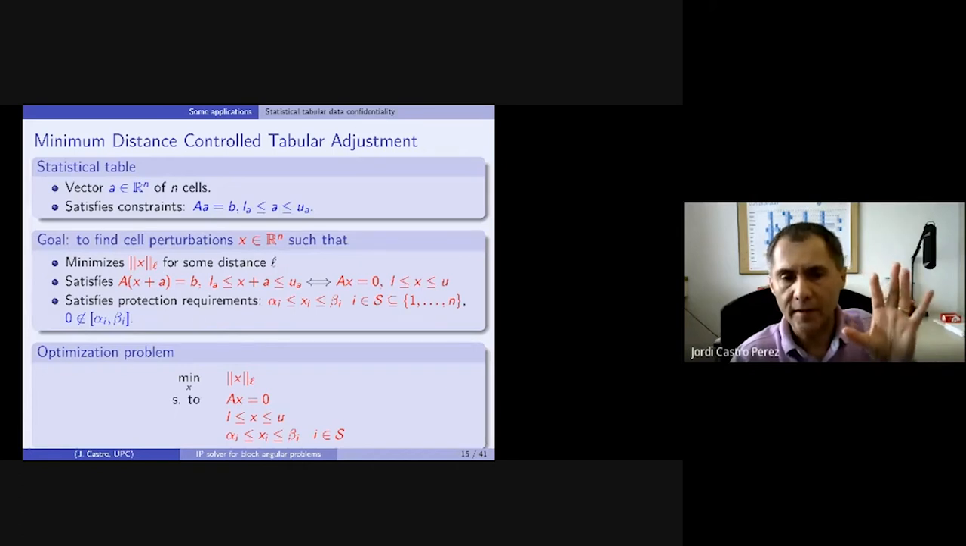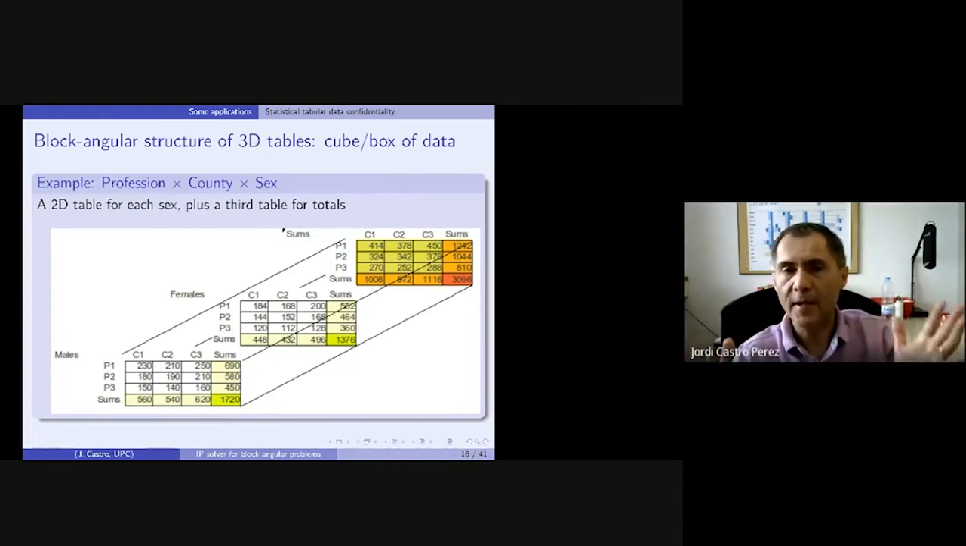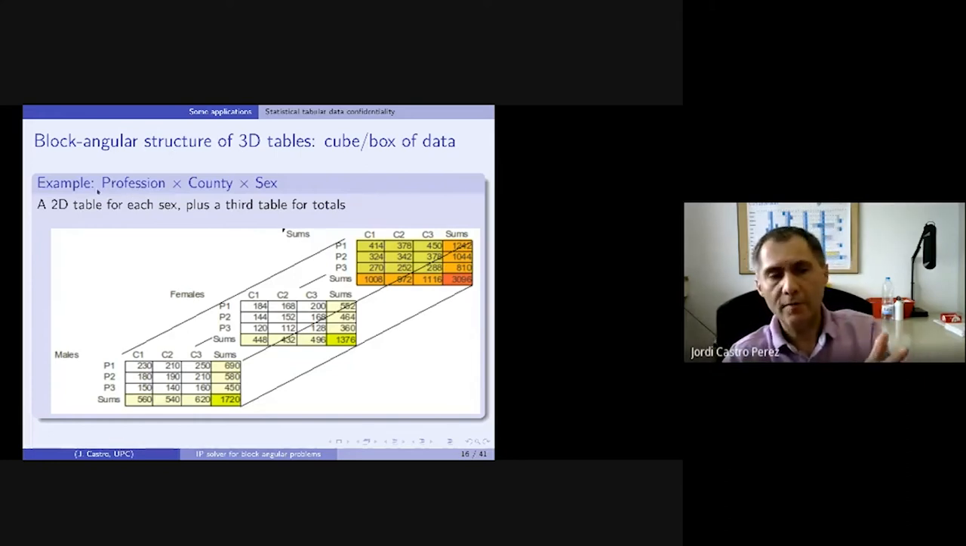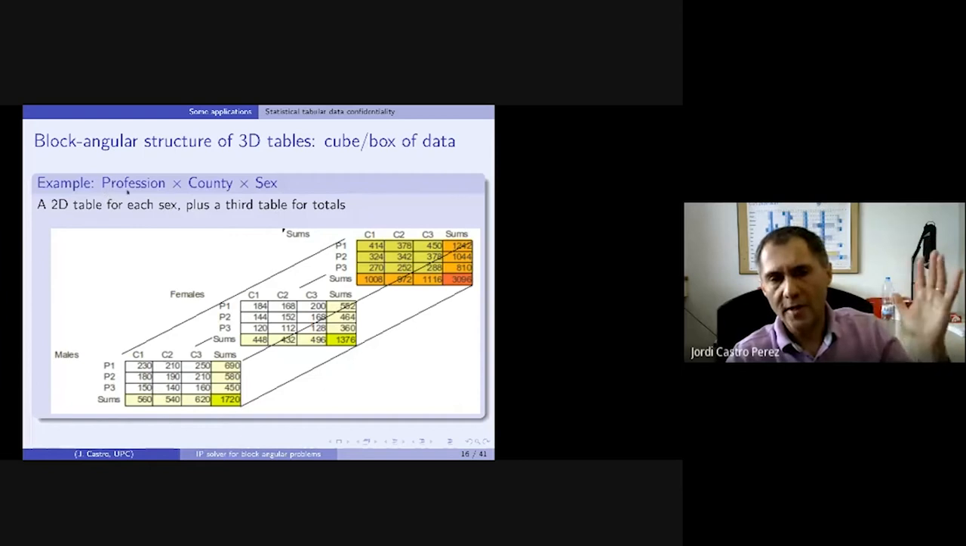Let me show you that, in particular, three-dimensional tables, that means a table obtained by the Cartesian product of three categorical variables, have block angular structure. Let me show you. Let's consider this example. Let's suppose that you have a census, the census of Europe, of Spain, of any country, okay? And you cross profession, county, or region, and sex, okay? So you have a three-dimensional table.